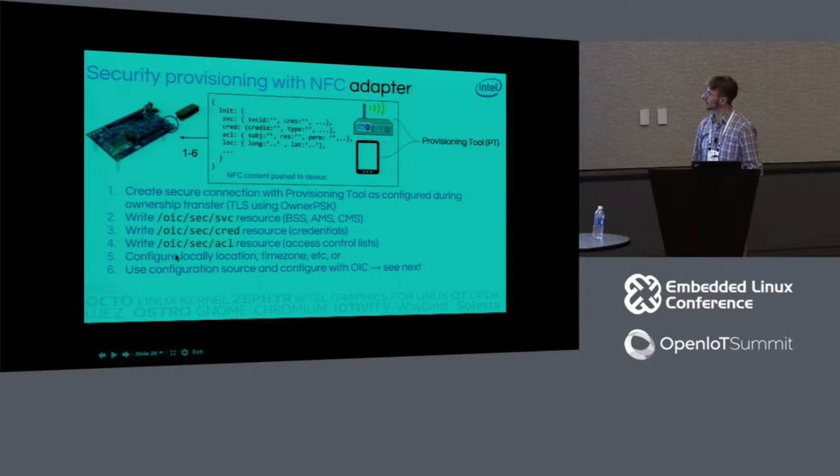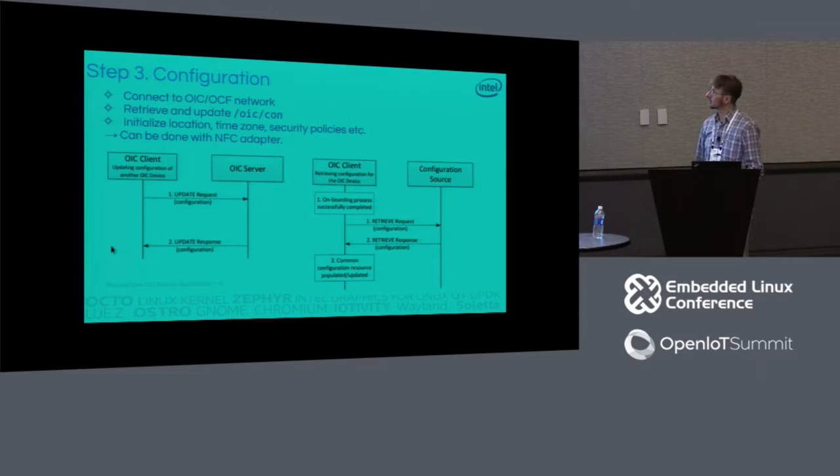So this step is basically the 5 and 6 belong to the configuration. But it can also be done during this step inside the device. So step 3 would be proper configuration, and that could be done by using the configuration source setup in the previous step. So we make a retrieve request, get configuration, and then we get the response with the configuration. Or it can be provisioned directly to the device by the provisioning tool. So it's basically writing it.